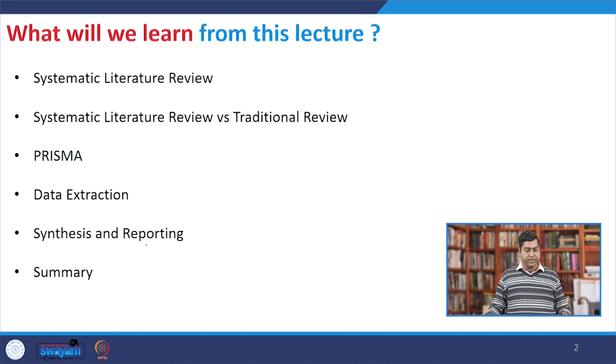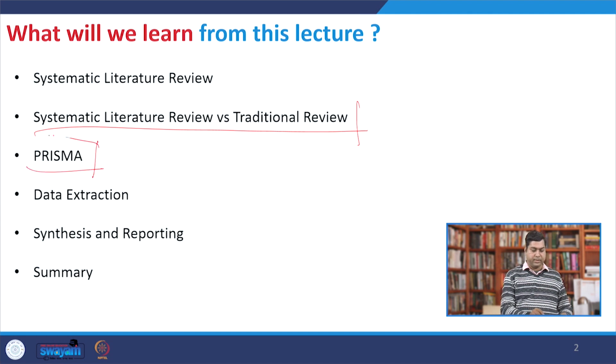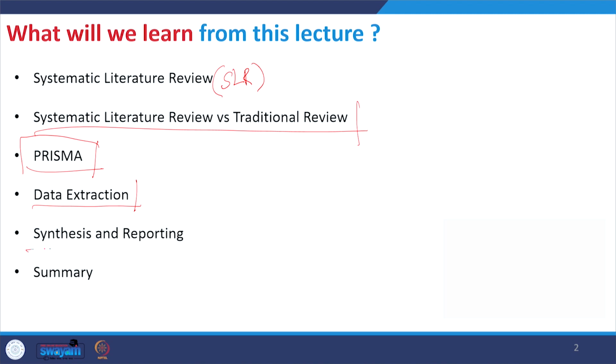In this presentation, what we are going to learn is what exactly systematic literature review means, and then we also try to see the difference between the systematic literature review and the traditional way of reviewing the literature. Then we talk about PRISMA, which is one of the common techniques in systematic literature review, or shortly referred to as SLR. So we will discuss the PRISMA approach, and then from there we also try to understand the data extraction part of it, and then synthesis and reporting of this particular information.